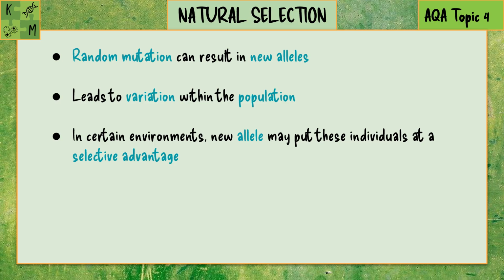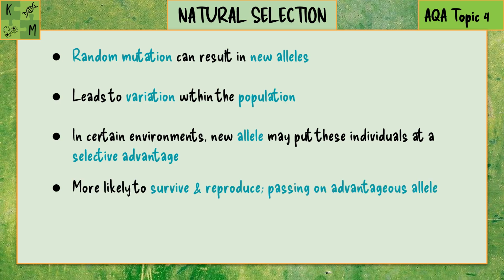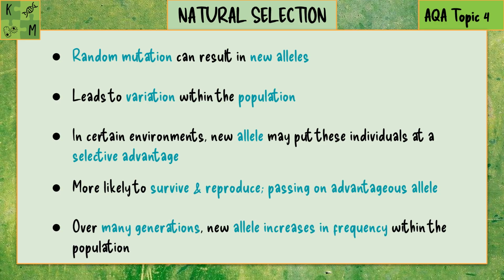This puts them at a selective advantage. In other words, they're more likely to survive and reproduce, passing on the advantageous allele. Over many generations, the proportion of individuals within the population who carry this allele increases.